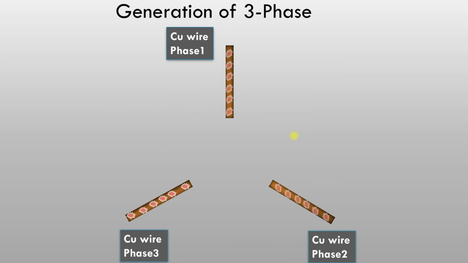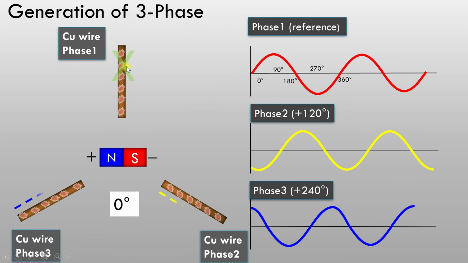Now suppose we have a magnet in the center, and as I said, the north pole is the positive side and the south pole is the negative side. As we saw before, when the north and south pole bar magnet is 90 degrees with the copper wire, there are no electrons flowing in phase 1. These are the three phases. We will see how these three phases are generated.